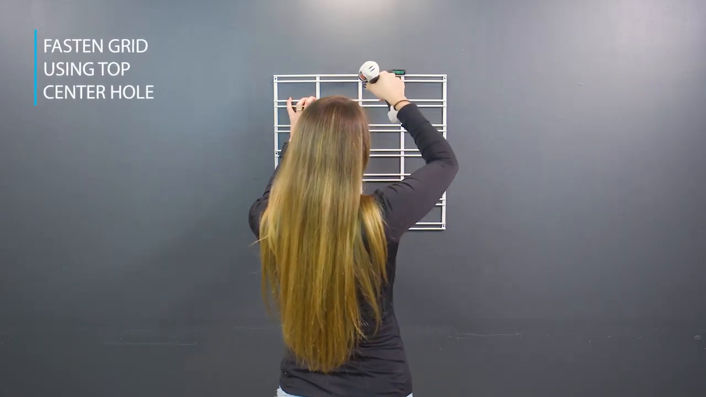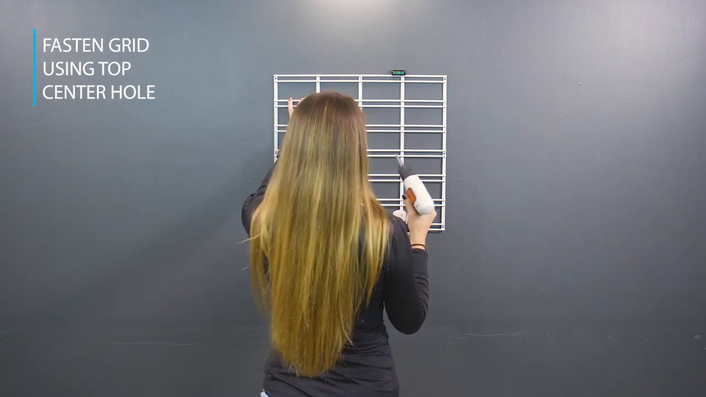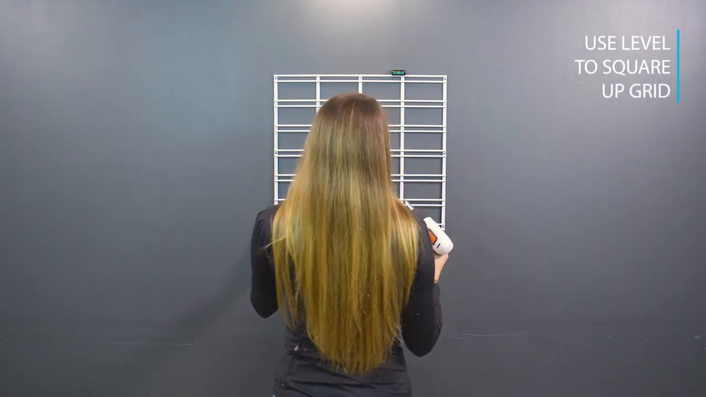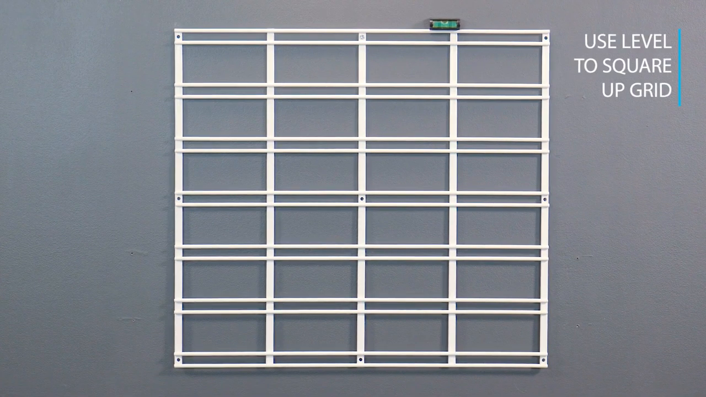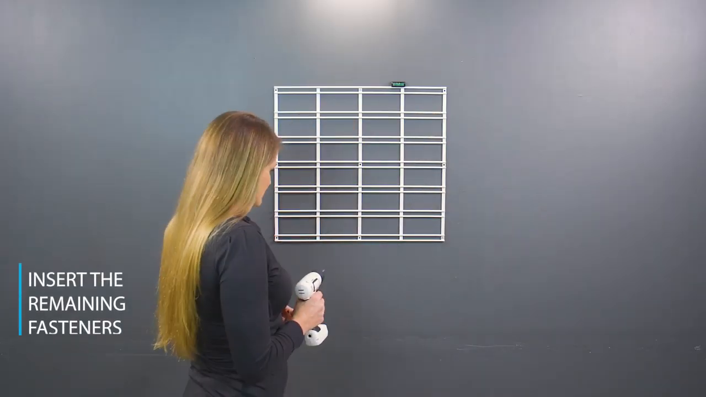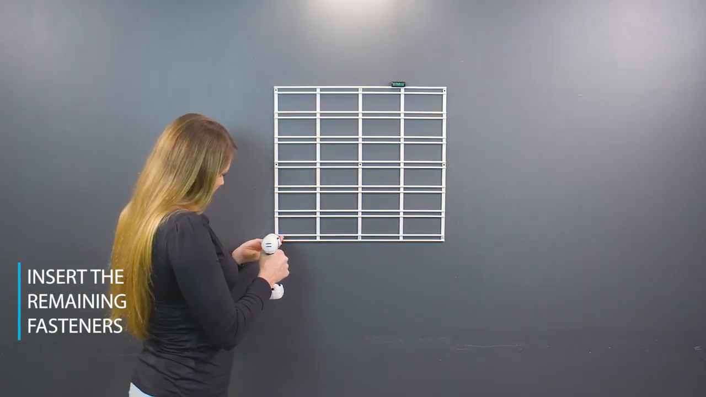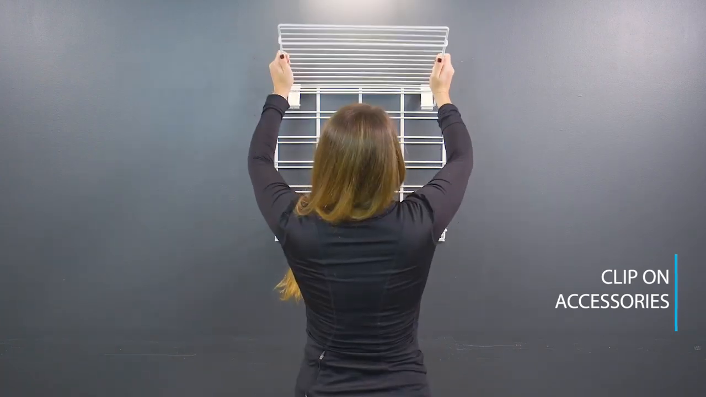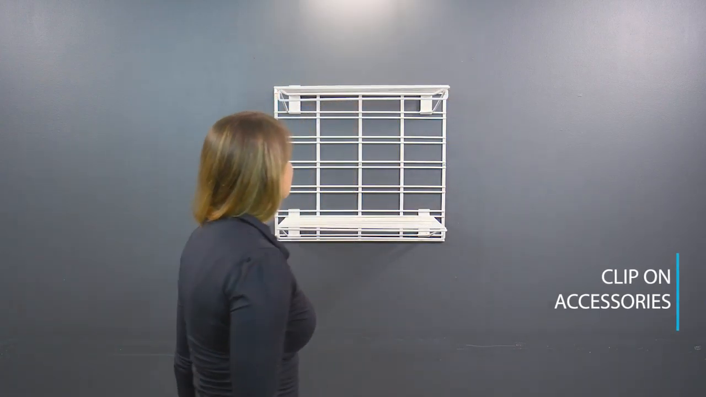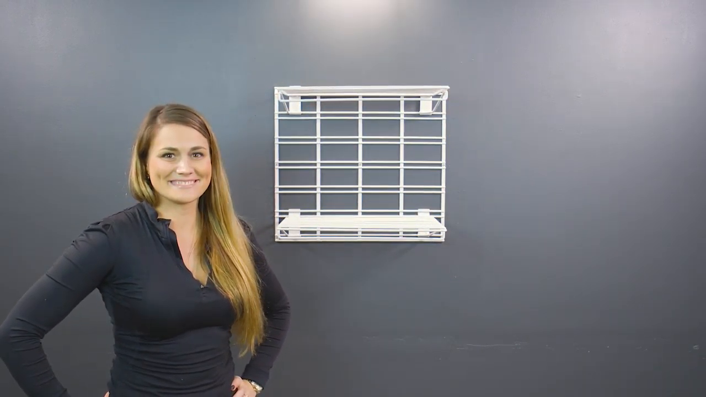With your drill, insert the screw into the top center hole to secure. Use the level to make sure it's straight. Add the remaining fasteners to secure the system. And finally, add your shelves. That's it! In less than 60 seconds, your organizer is up and running.